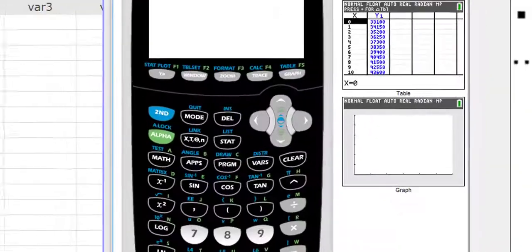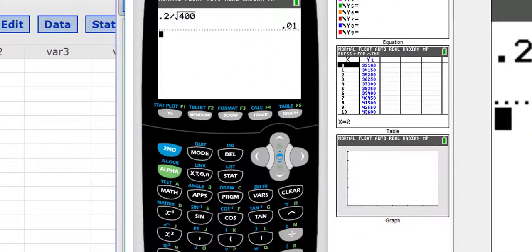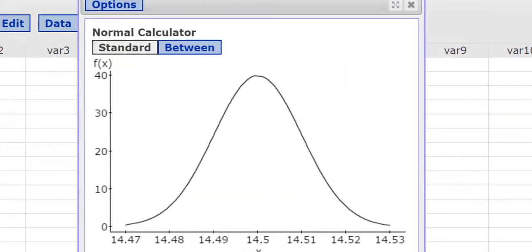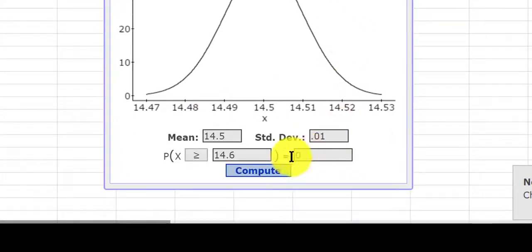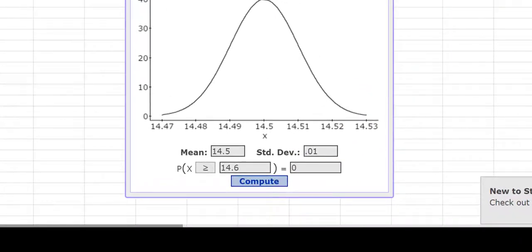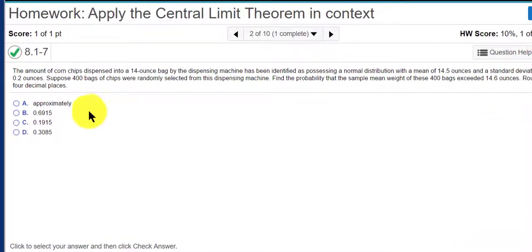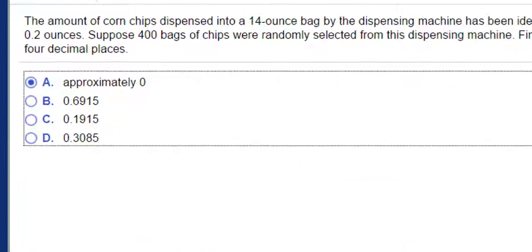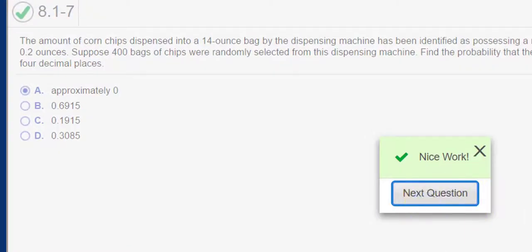I just want to double check. Right, 0.01, that looks good. When we did this, it looks like the probability is going to be 0. So there's almost no chance that you're going to get more potato chips than you paid for, and that kind of makes sense. So I'm going to enter approximately 0. I press check answer, and there we go. Nice work.